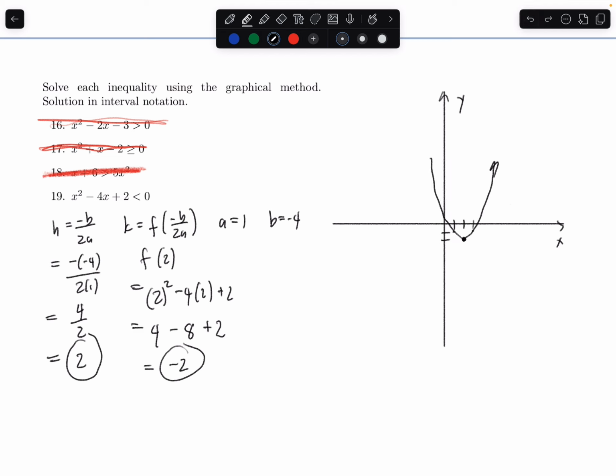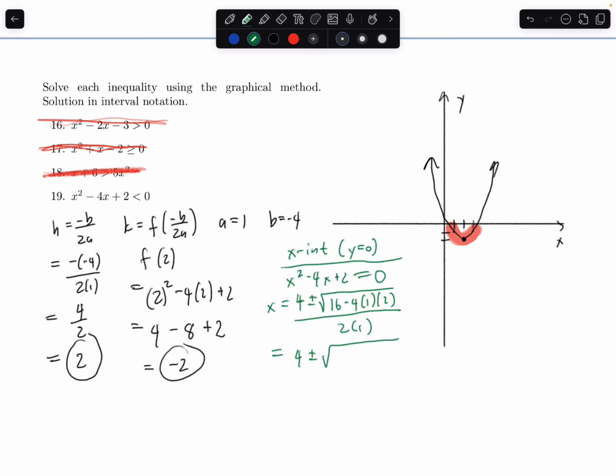Something like this. Okay, and this time I'm after where the thing is less than 0. So I'm after this bottom portion of my parabola, looking at that portion underneath. Still need to figure out what my x-intercepts are. So to do that, I'm looking for when y is 0. X squared minus 4x plus 2 is equal to 0. I'm going to plug into my quadratic formula. Negative b, which is negative negative 4, which is positive 4, plus or minus the square root of b squared minus 4ac, all over 2a.